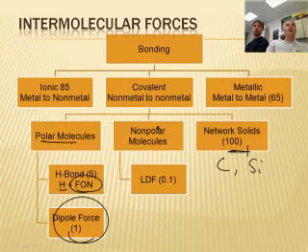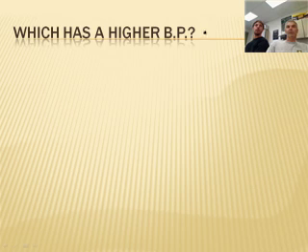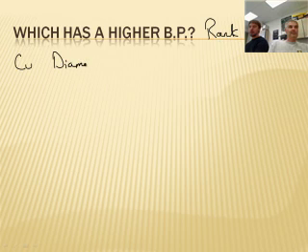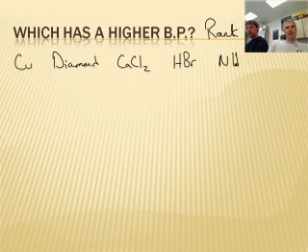Okay, let's do one more. Actually, instead of higher boiling point, we're going to rank them. All right, several of them. Here we go. I want copper. I want a diamond. I want calcium chloride. Calcium chloride is CaCl2, folks. I want hydrobromic acid, HBr. I want ammonia, NH3. And I want carbon tetrachloride, CCl4. So we're going to rank them from highest to lowest.